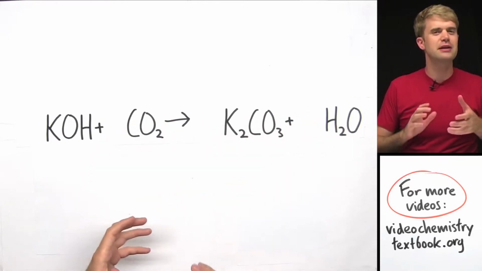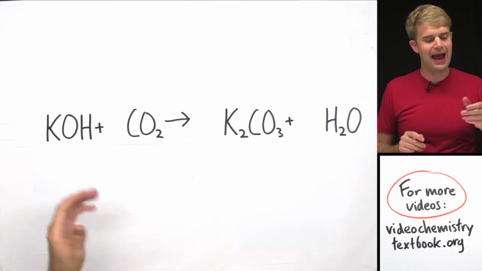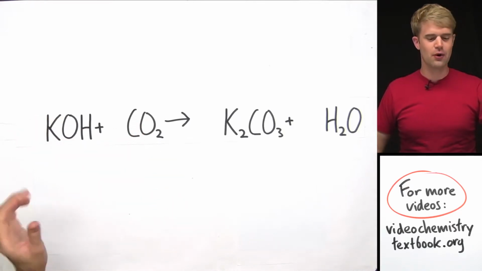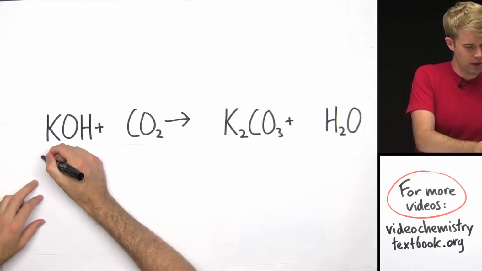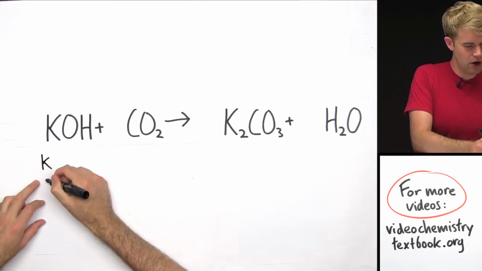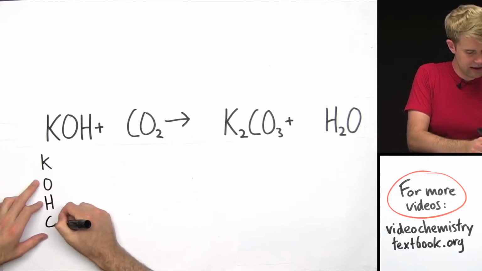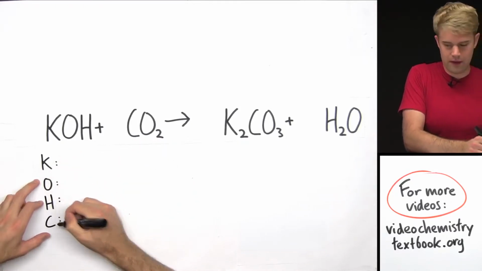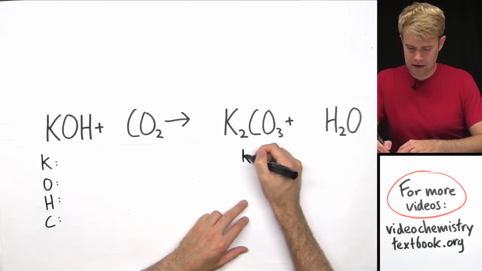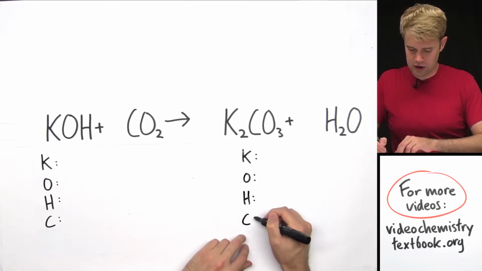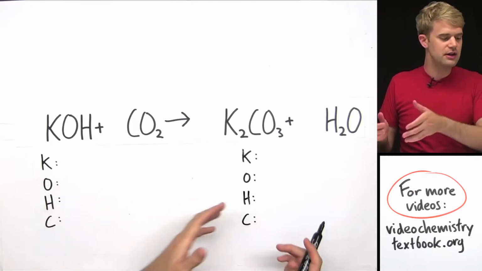This equation is a little bit more challenging because we have oxygen in all the compounds here. That means we're just going to have to be a little bit more careful when we're adding up the number of oxygen atoms that we have. Okay? So the elements in this equation. We got K, potassium, O, oxygen, H, hydrogen, and C, carbon. And over on this side, we've got potassium, oxygen, hydrogen, and carbon. Okay, how many of each of these do we have?